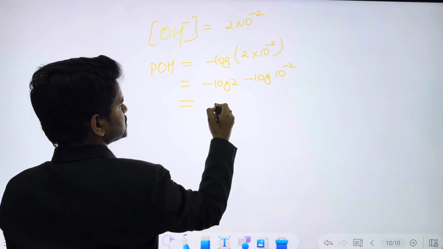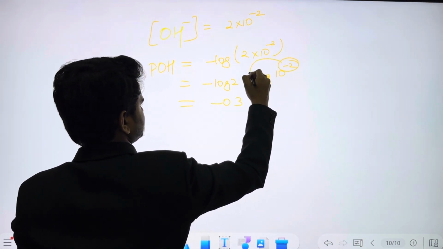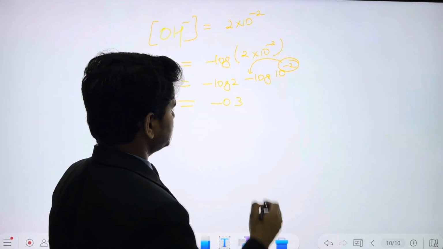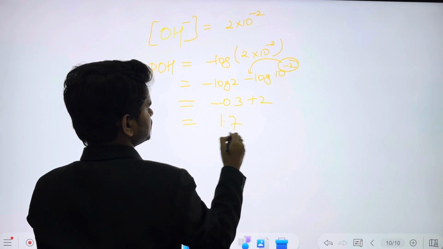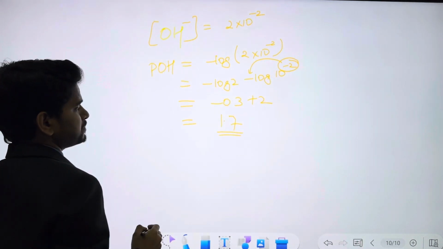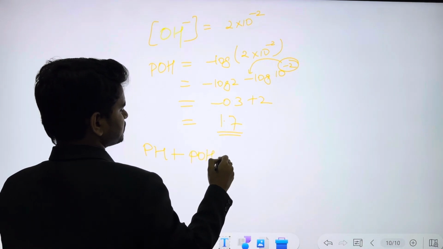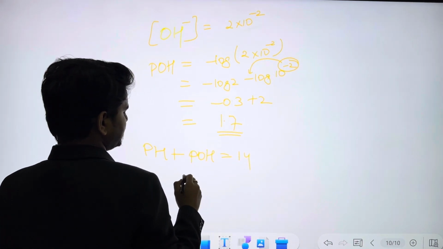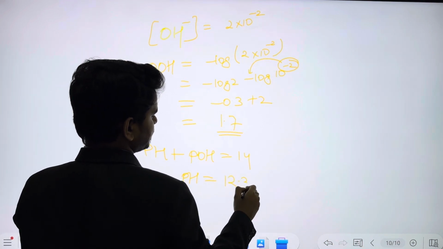So minus log 2 is what? Minus 0.3, and this minus 2 will come here. Minus 2 into minus is plus 2. So it's coming to be 1.7. So this was your pOH. pH plus pOH is equal to 14. So pH will be 14 minus 1.7, and that will be 12.3.